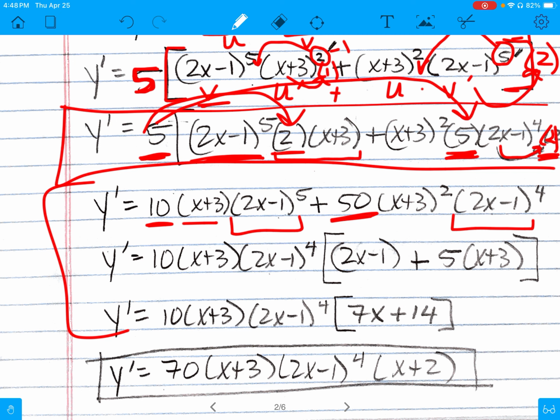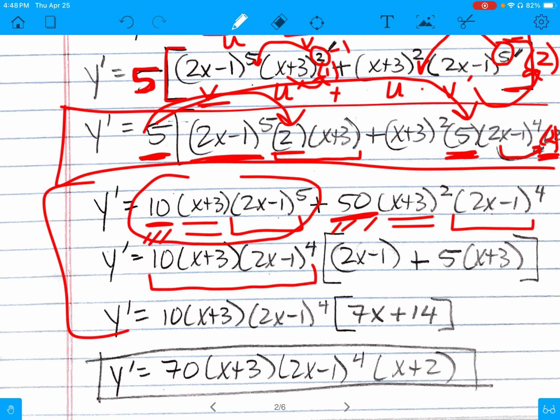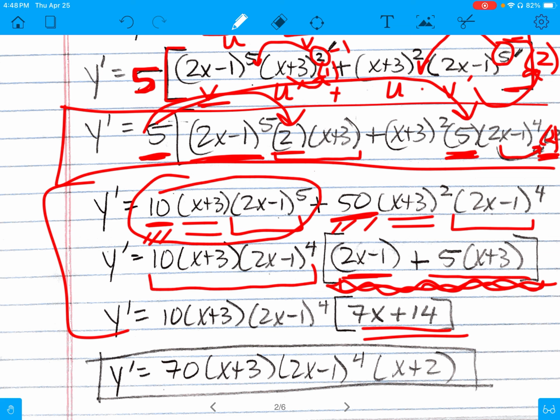And also one of the x plus 3's is common to both, and a factor of 10 is common to both. So I pulled those common factors out front, the 10, the x plus 3, the 2x minus 1 to the 4th, which means that all that's left in this first term is 1 times 2x minus 1. And in the second term, 5 times x plus 3. And then from there, I actually combined like terms inside the brackets to get 7x plus 14.